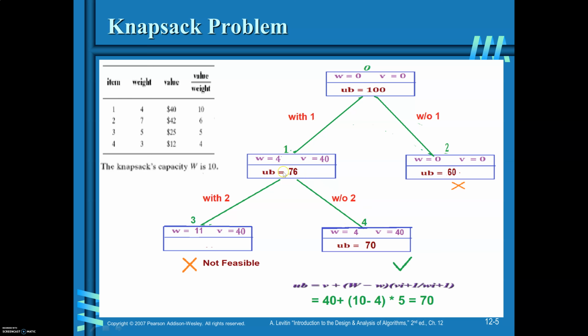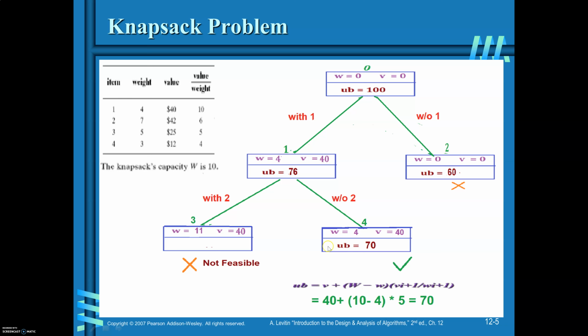When you don't consider the second item into the sack, the weight, whatever was found in the last iteration, remains the same, and value remains the same because you have considered the first item. First item weight is 4 and value is 40, that remains the same. And now we'll calculate the upper bound. So upper bound equals 40 plus 10 minus 4.